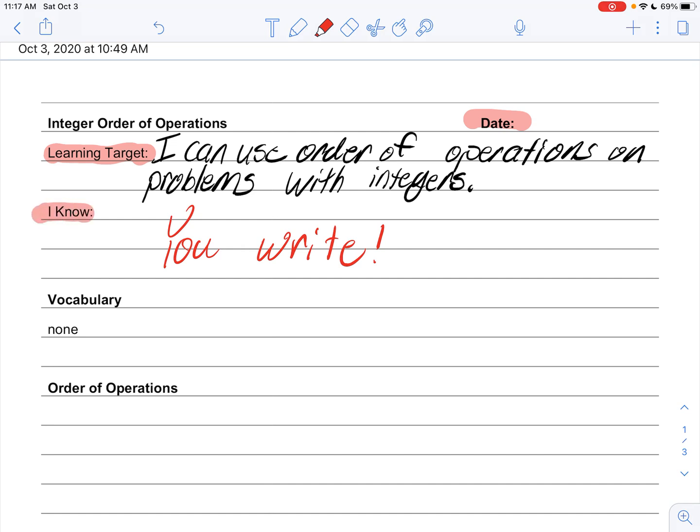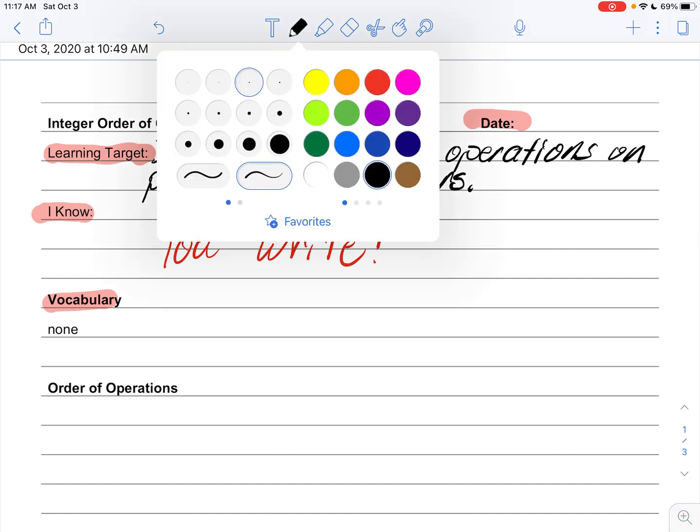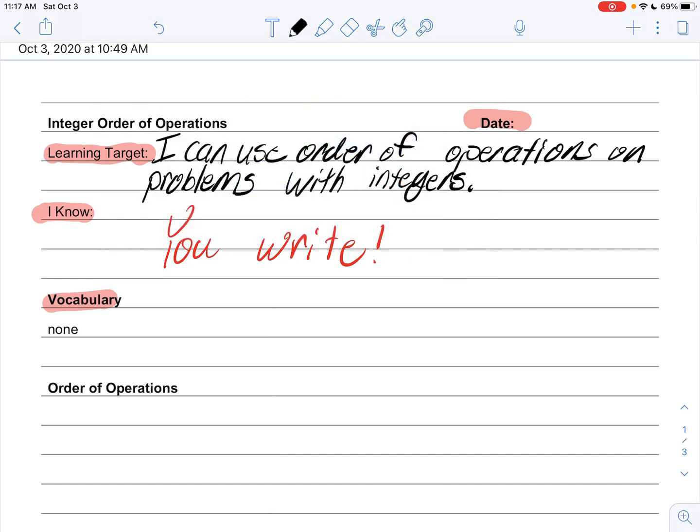Your I know is what you already know. For example, we already know a lot about order of operations because we already took a test on that in Unit 1. So you could write, I know how to use order of operations with positive numbers, but I don't know how to do it with negative numbers yet, or whatever it is that you already know. We have no vocabulary today, so that leads us on to our examples. Please pause the video here if you need a moment to get caught up, and restart it when you're ready.